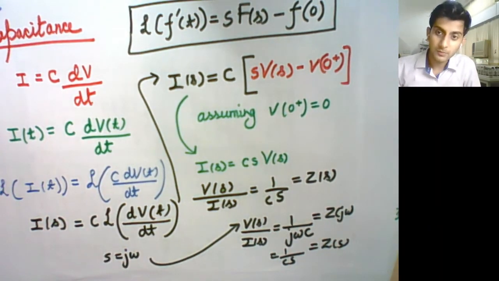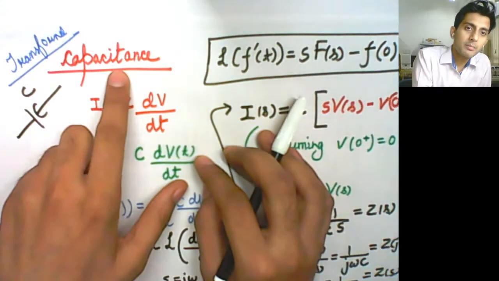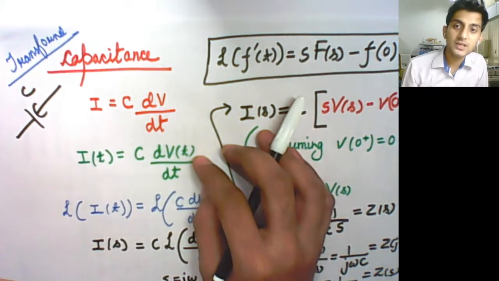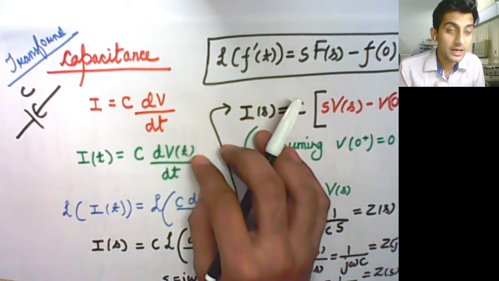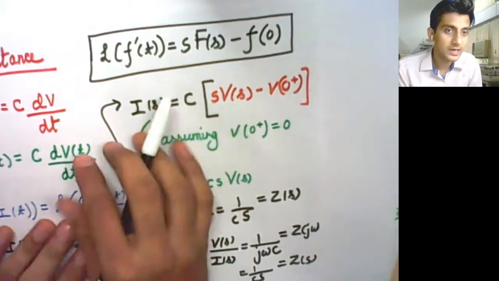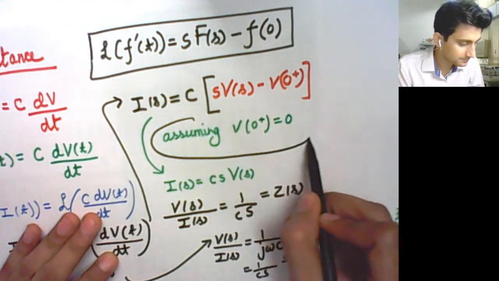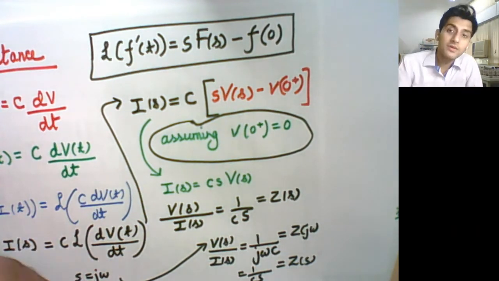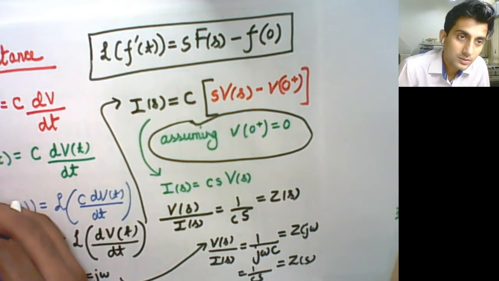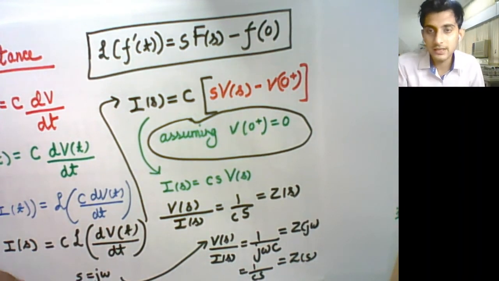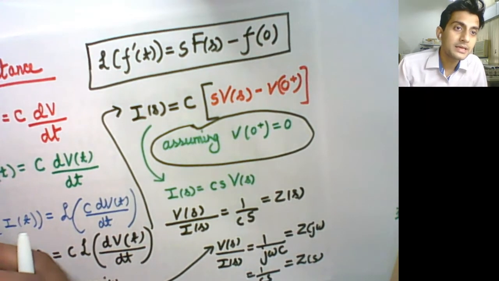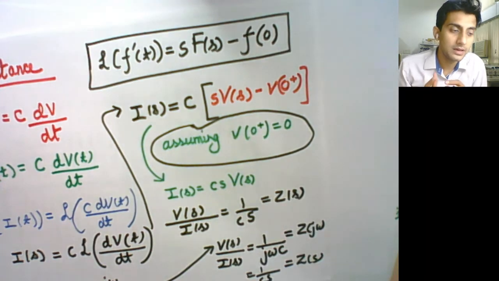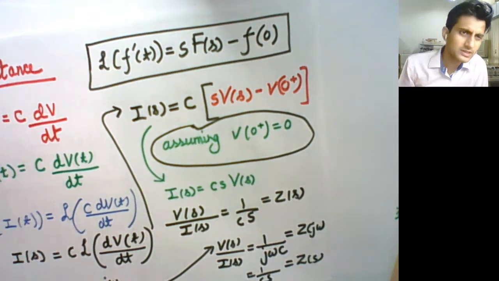So the transformed impedance because of capacitance in the S domain is given by 1 upon Cs in a particular condition. And the condition is what we have assumed: that our initial conditions are 0. What will happen if our initial conditions are not 0? Then we have to tackle it and take it in a different form. We call that the transformed equivalent circuit. Okay, we will come to it.